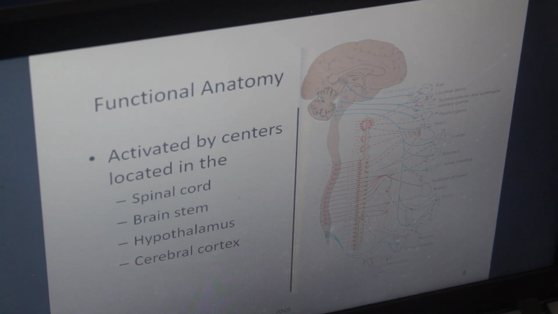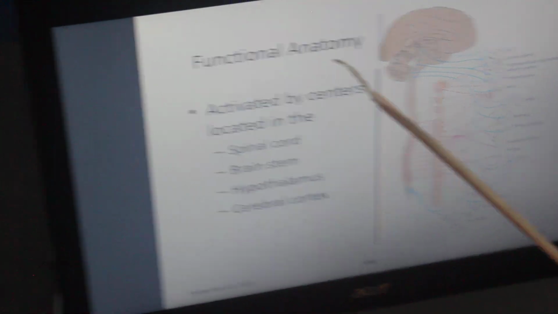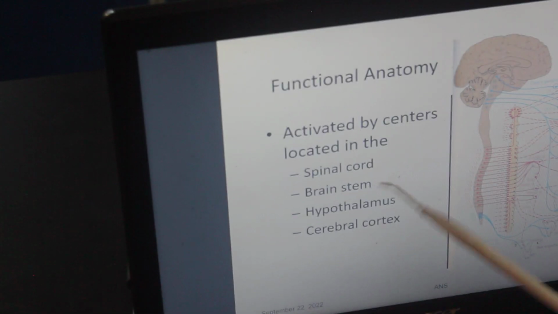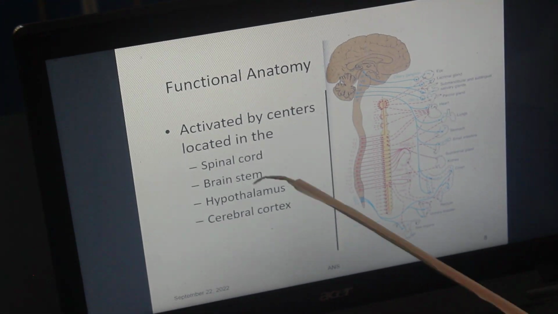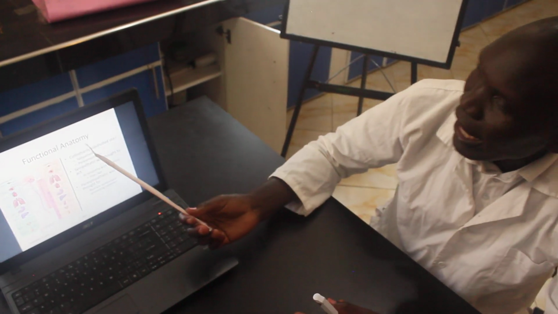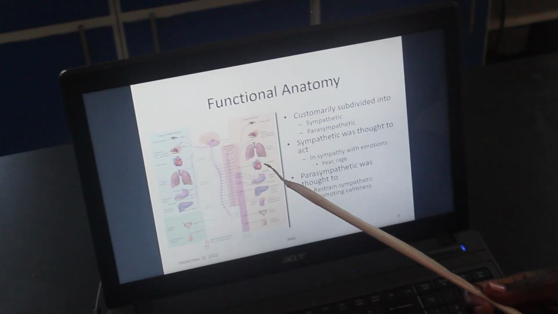And so, generally, we have these functions that are activated by centers located in the spinal cord, brain stem, hypothalamus, and cerebral cortex, which means the nuclei of the autonomic nervous system are located in these regions. Now, anatomically or customarily, the subdivisions of the autonomic nervous system have their innervations originating from different regions of the central nervous system.